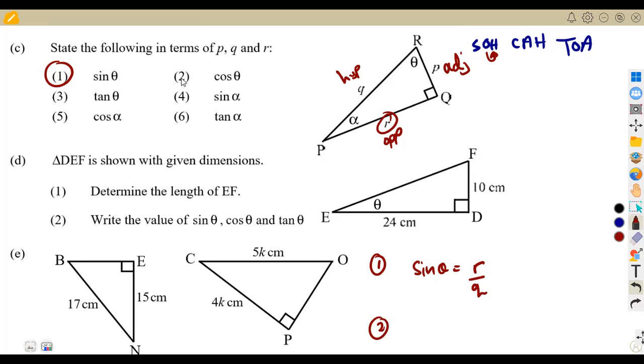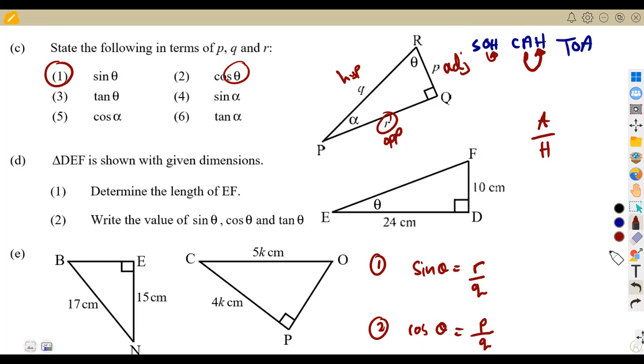Which is the same thing on number 2, which is the cosine of theta in this case. And cos theta, remember we said it's adjacent over the hypotenuse. So having adjacent over hypotenuse, according to this theta that we have, the adjacent is p in this case. So that will be p over the hypotenuse. Our hypotenuse is q. So it will be p over q.